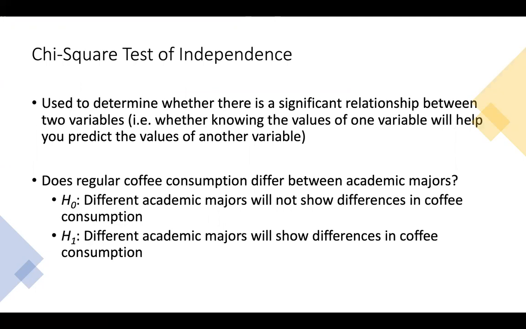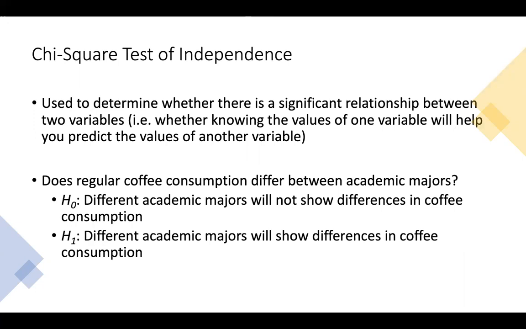So does regular coffee consumption differ between academic majors? Our null hypothesis would be different academic majors don't show differences in coffee consumption. Our alternative is different academic majors do show differences in consumption. So if we find a p-value less than 0.05, it means that different academic majors show differences in coffee consumption.